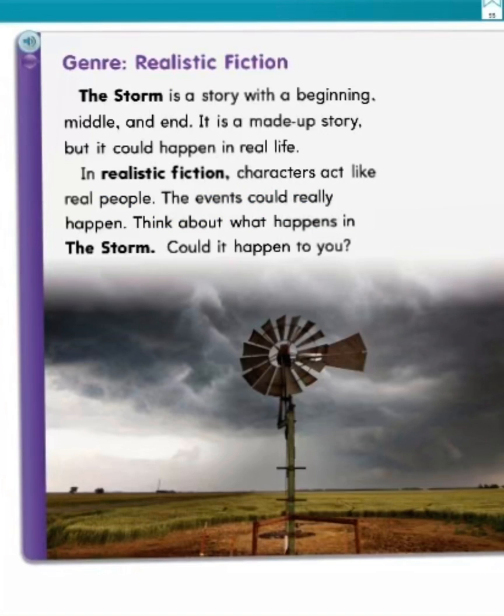Genre. Realistic fiction. The Storm is a story with a beginning, middle, and end. It is a made-up story, but it could happen in real life. In realistic fiction, characters act like real people. The events could really happen. Think about what happens in The Storm. Could it happen to you?